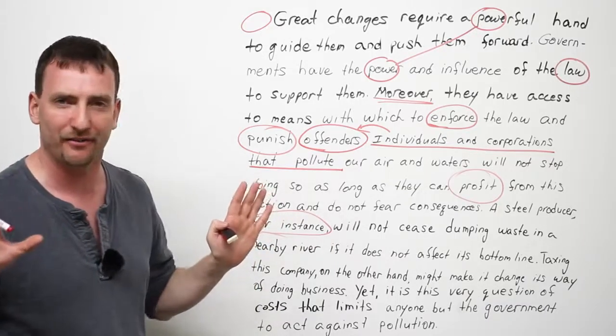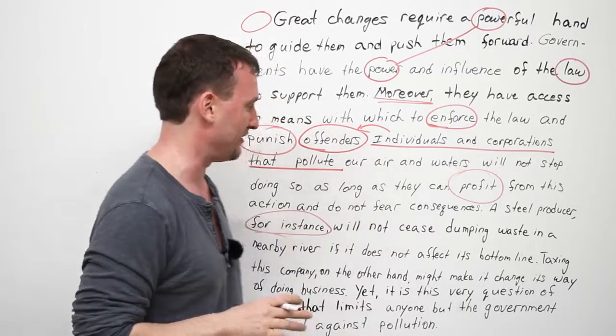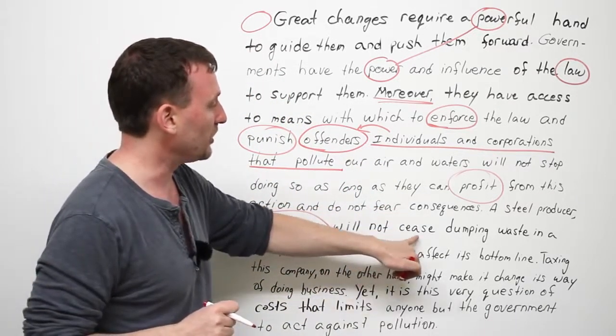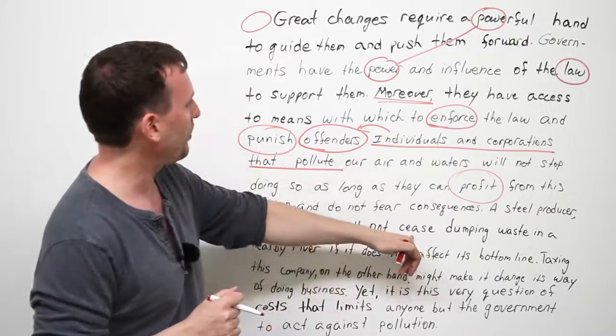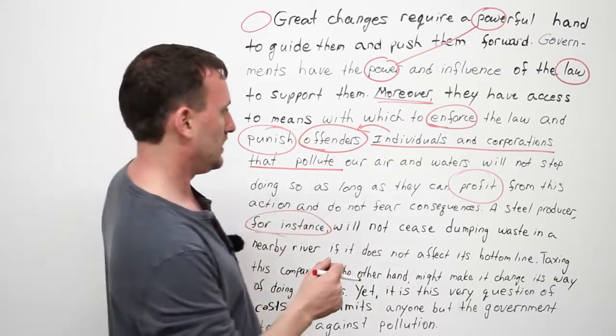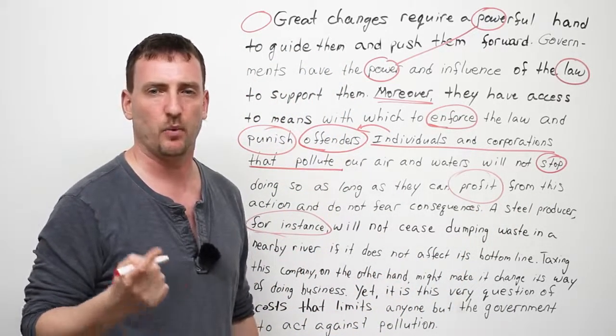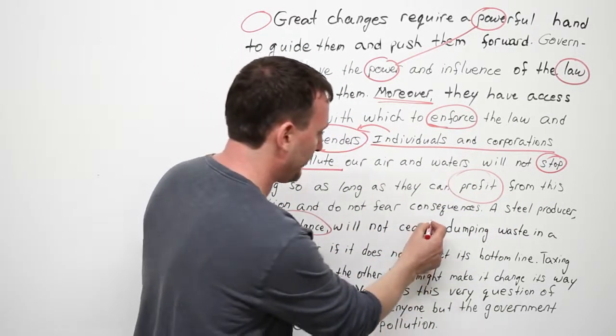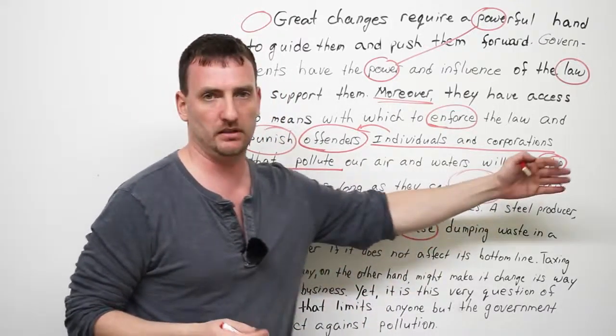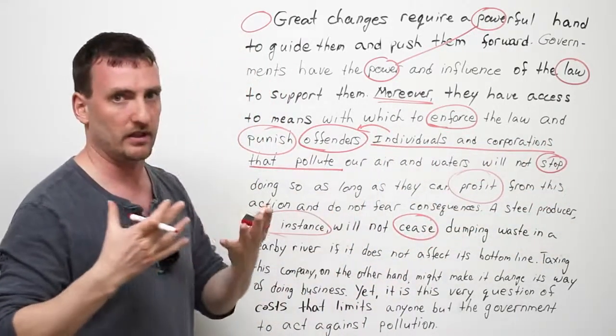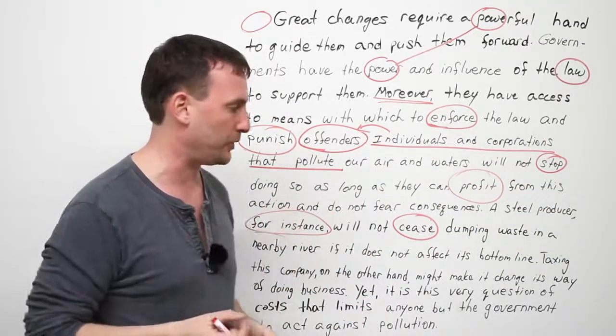But I don't want to offend anyone. I'm keeping it a little bit more general. The steel producer will not cease. Now, before, here's the word stop. I don't want to use the word stop again. Why? Because I have other words. I have the word cease. Cease means stop. Okay? Vocabulary variety, very important.